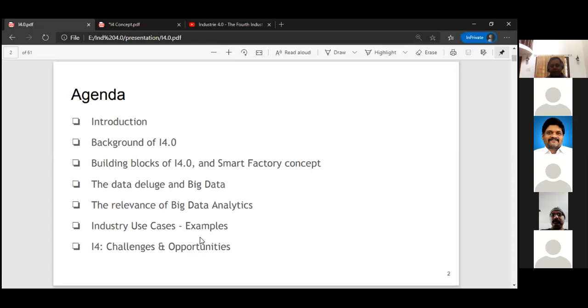preventive and predictive maintenance, which is typically used in manufacturing. So I'll cover some parts of it, and then I'll also talk about something related to challenges or opportunities of Industry 4.0. So this will be the basic flow of the presentation. So let me start off without further ado.